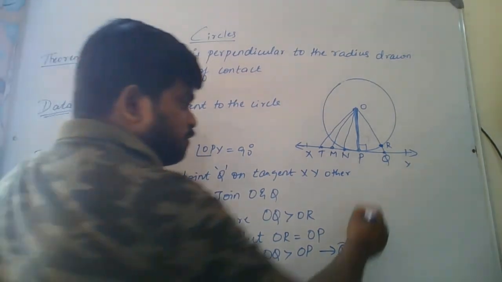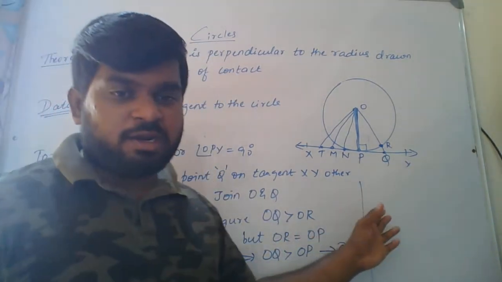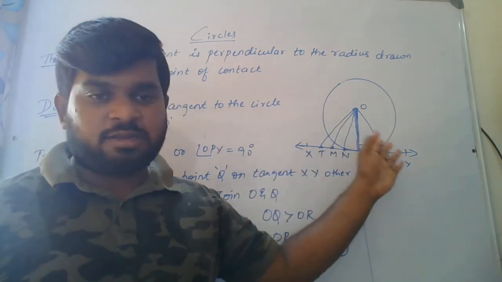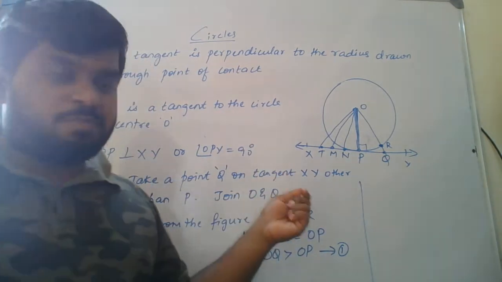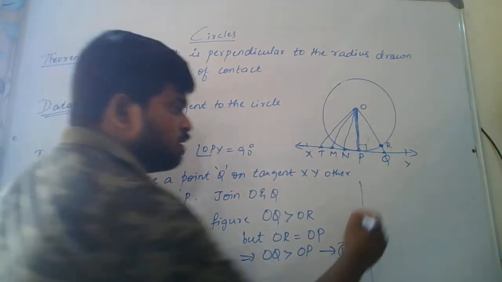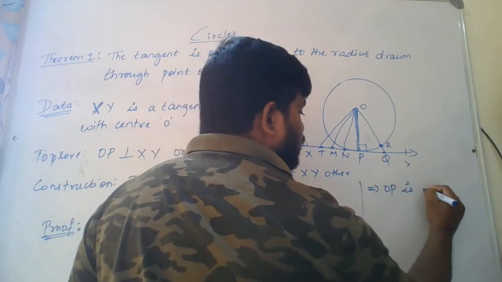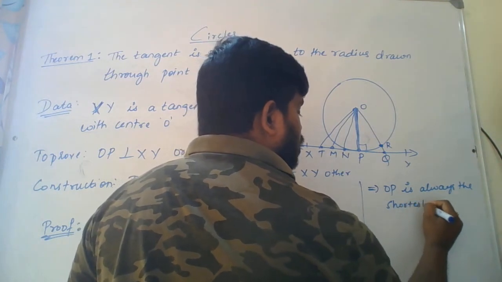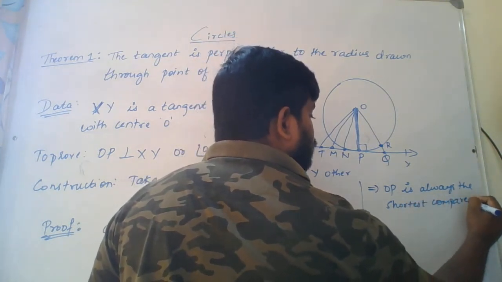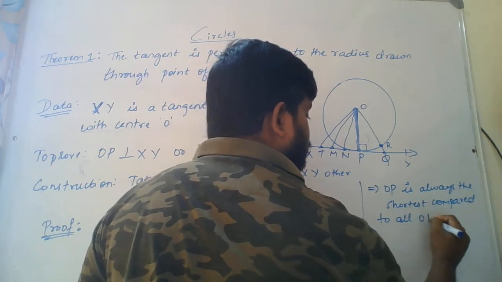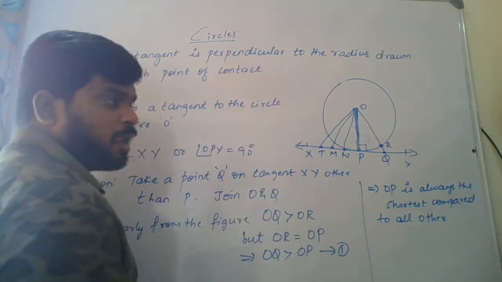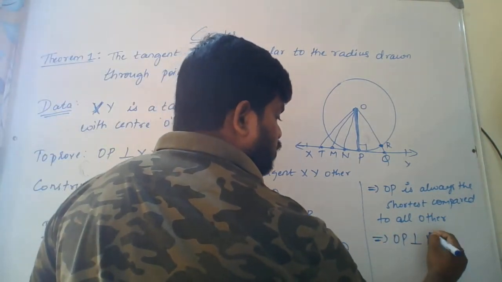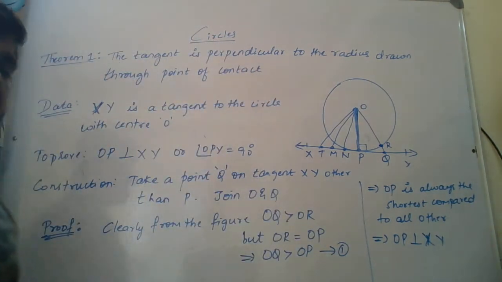Okay, so you can write out clearly equation 1 is true for all the points on the tangent XY, which implies OP is always the shortest compared to all others. Okay, if it is the shortest distance, then clearly OP will be perpendicular to XY. Okay, I hope it is very clear.